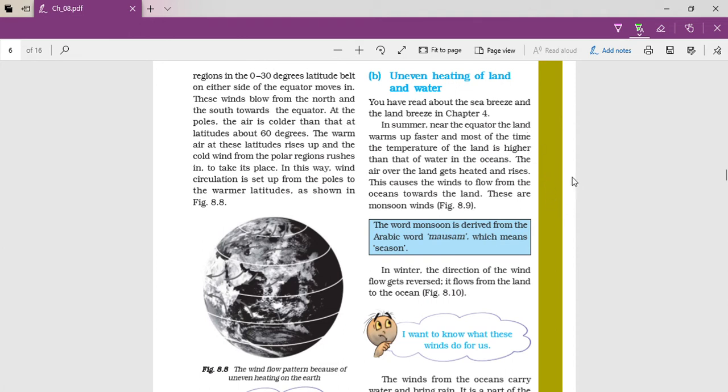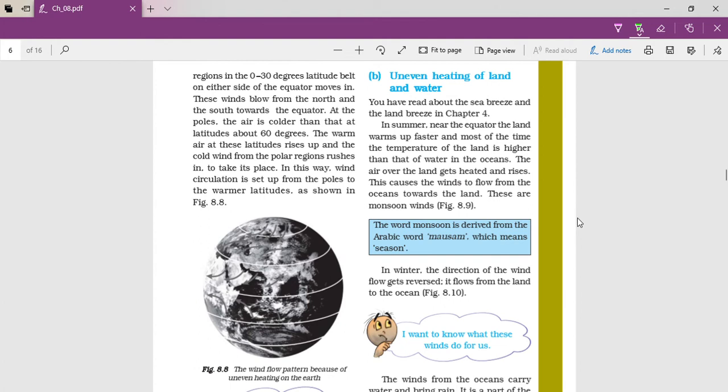The region of the earth which is close to the equator gets the maximum heat from the sun. Therefore, the air in these regions gets warm and rises, creating an area of low air pressure. The cooler air from the regions up to 30 degrees latitude belt on either side of the equator rushes towards the equator and replaces the warm rising air. This makes the wind blow from the north and south directions towards the equator.